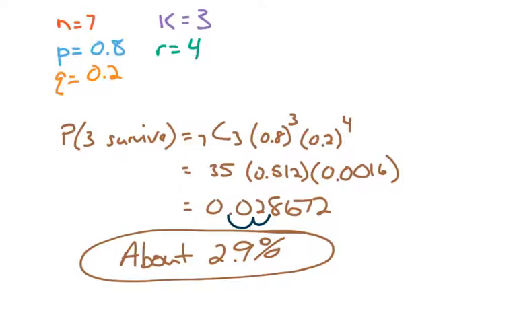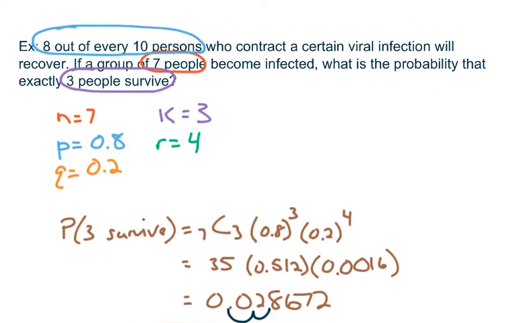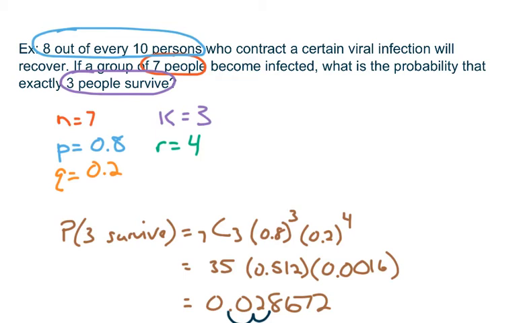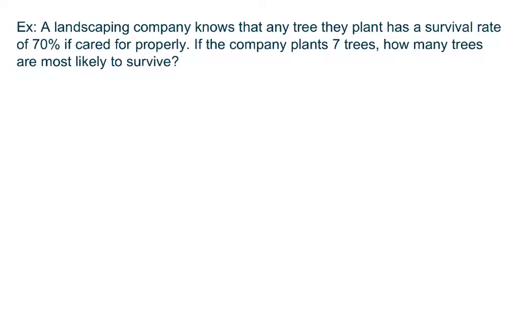Now, the reason it's so low is because if our probability of survival is 80%, it's more than likely going to be that more than 3 people survive. And we can kind of decide which outcome is most likely if we're given something like this type of problem. And that's what we're going to do here in this second question. A landscaping company knows that any tree they plant has a survival rate of 70% if cared for properly. If the company plants 7 trees, how many trees are most likely to survive?